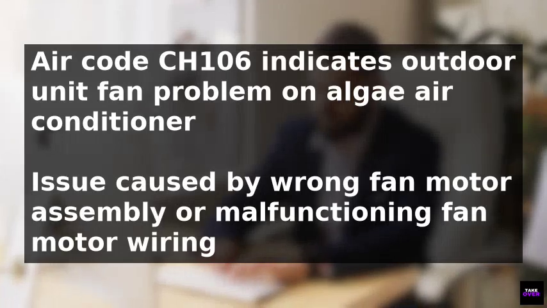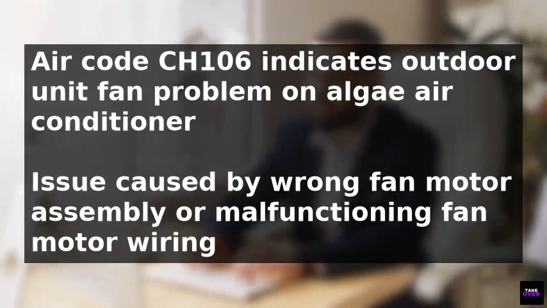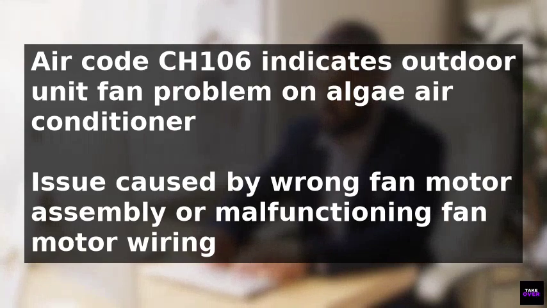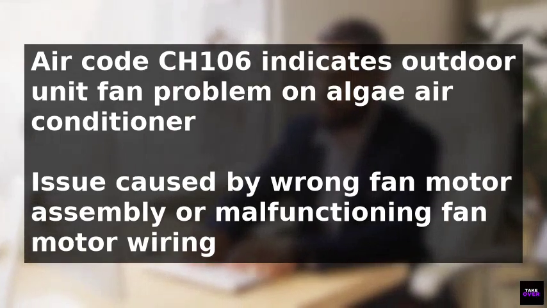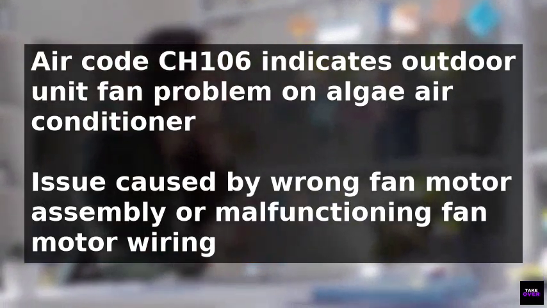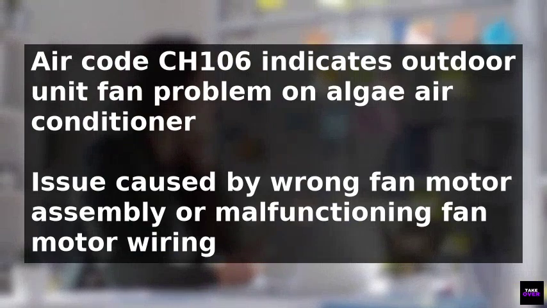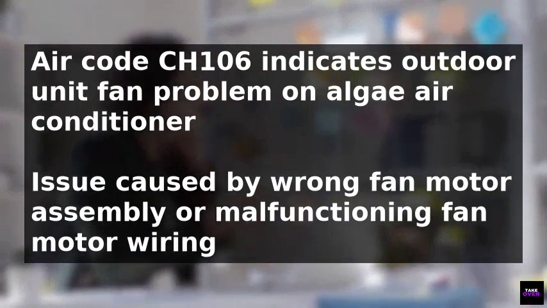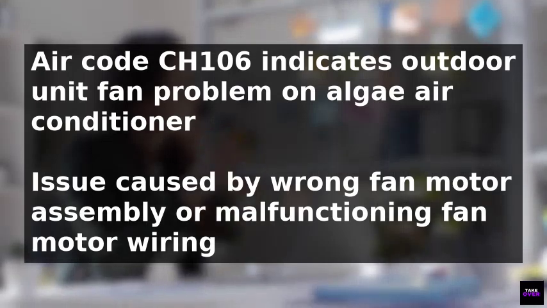The air code CH106 on an LG air conditioner indicates a problem with the outdoor unit fan. This issue can be caused by a variety of factors, including a wrong fan motor assembly, malfunctioning fan motor wiring, or a bad power supply.